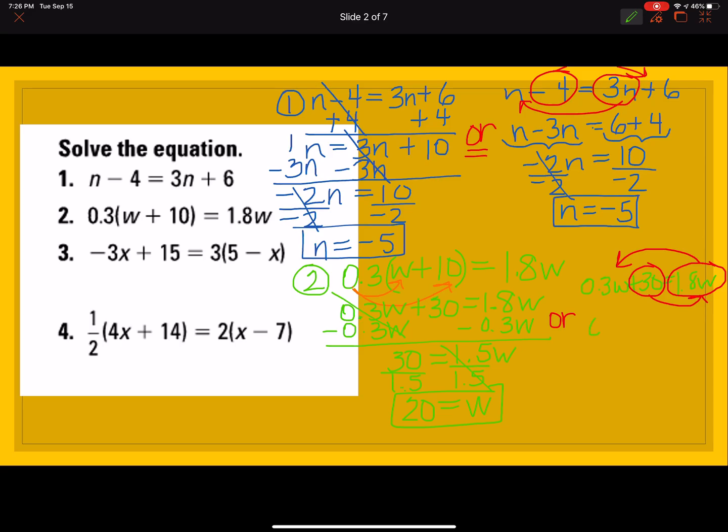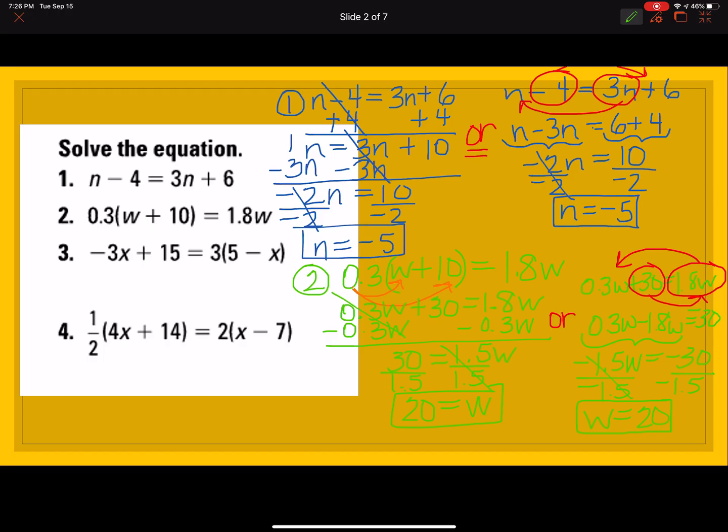And I get 0.3 W subtract 1 8/10 W equals -30. Remember, when you cross the equal sign, it becomes a different sign, or the opposite sign. Now I'm going to combine those like terms and get -1.5 W equals -30. I'm going to divide by -1.5 on both sides, and W equals 20.